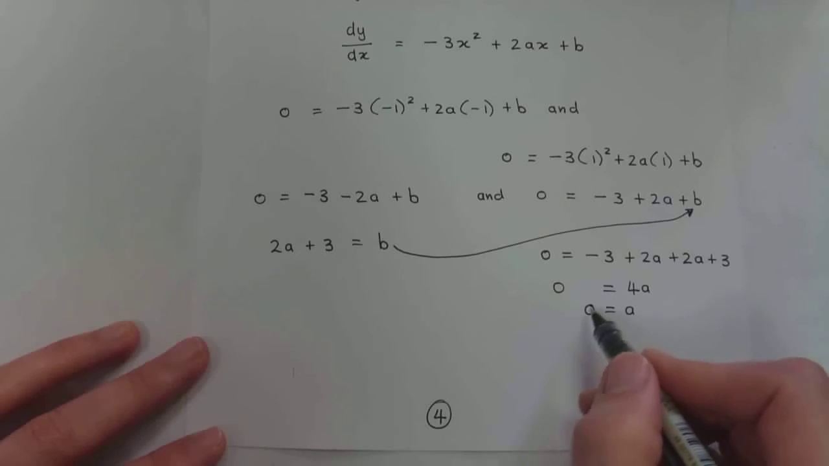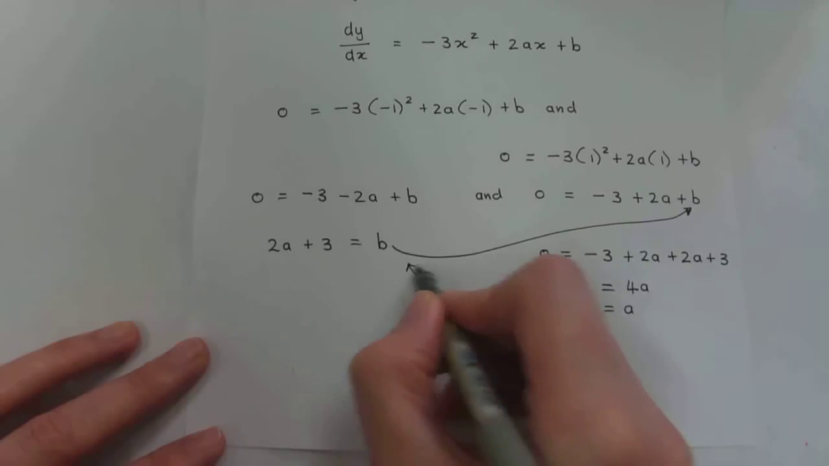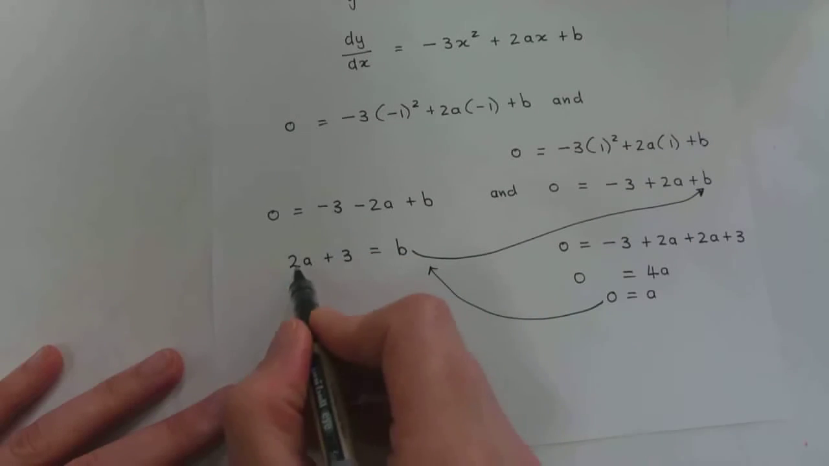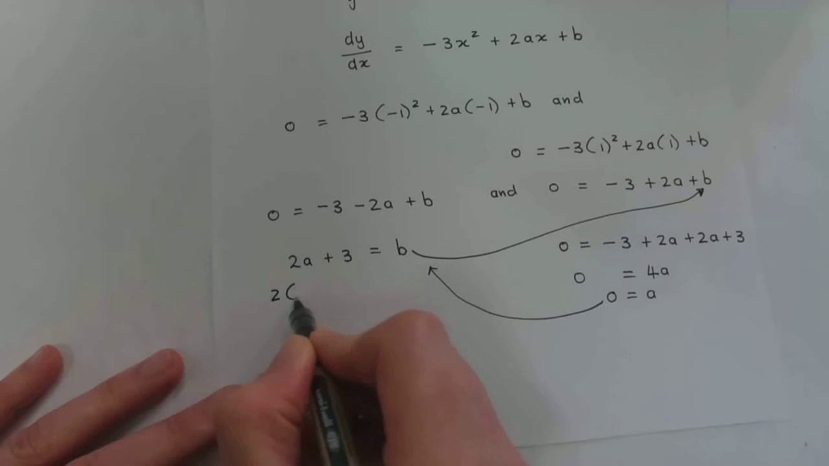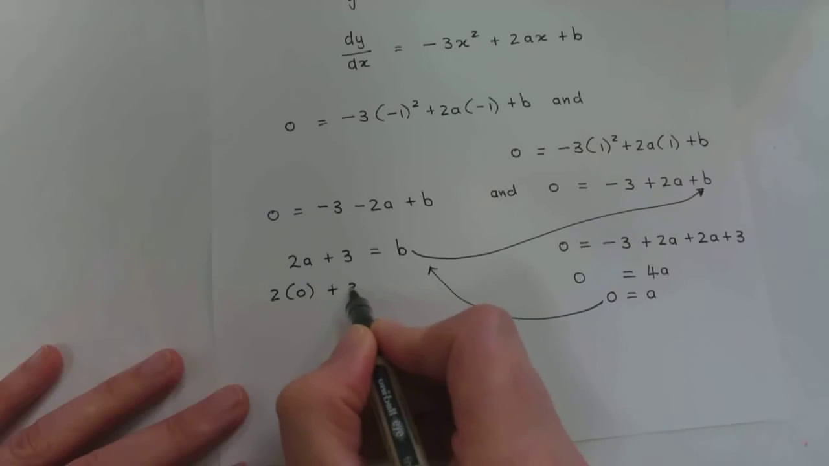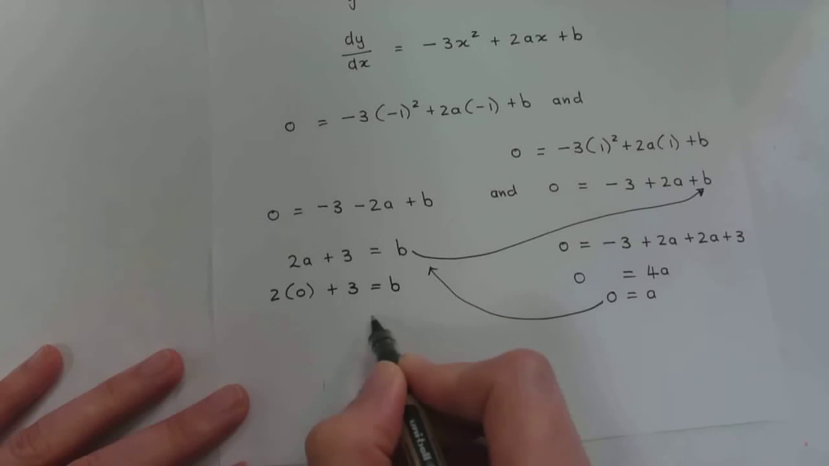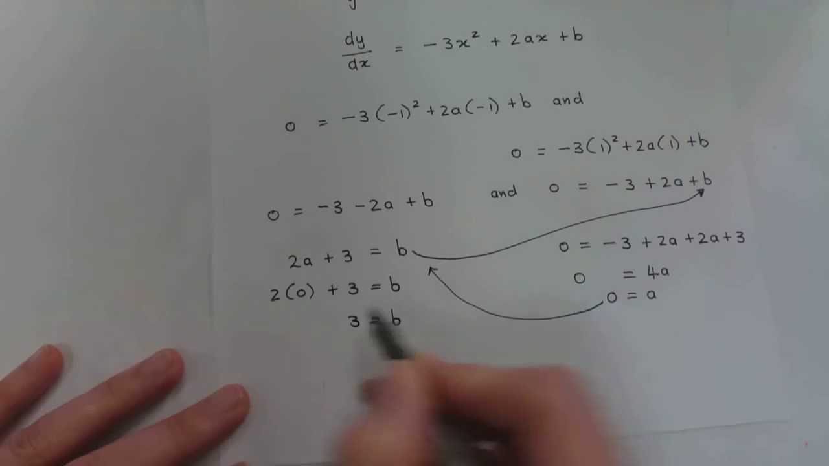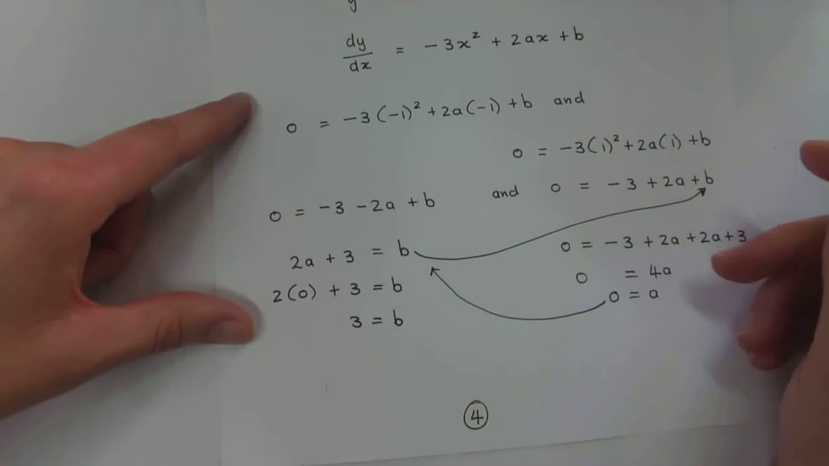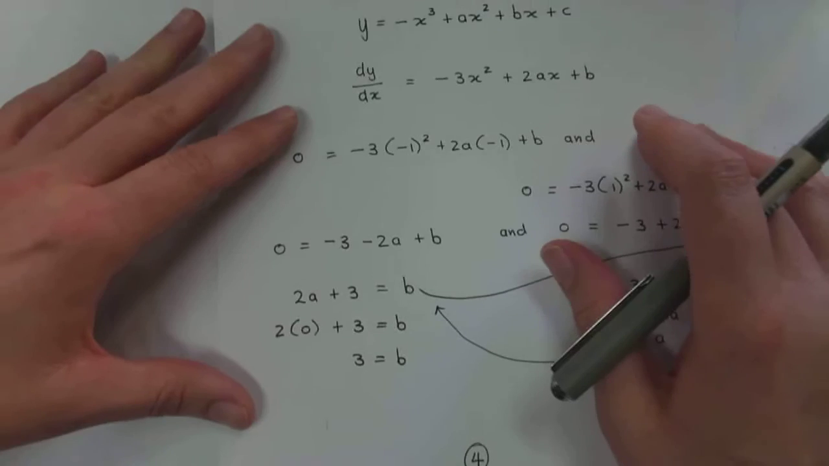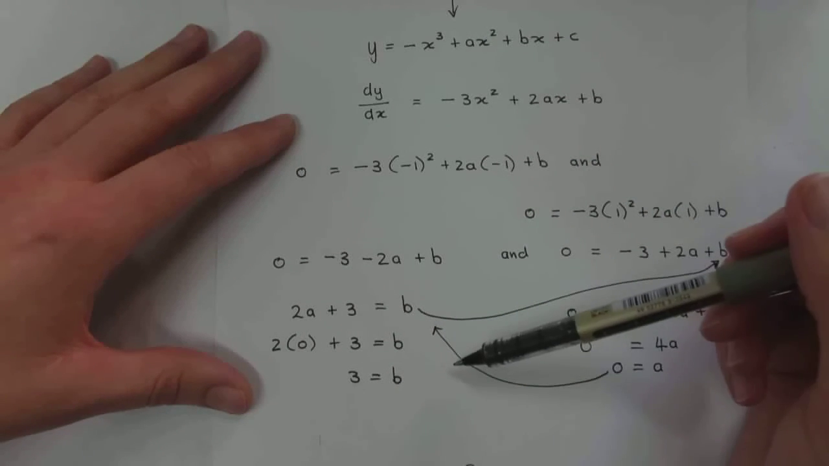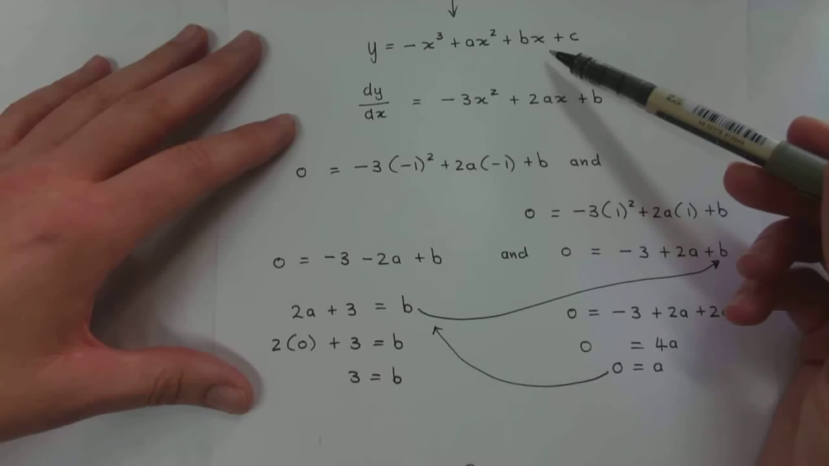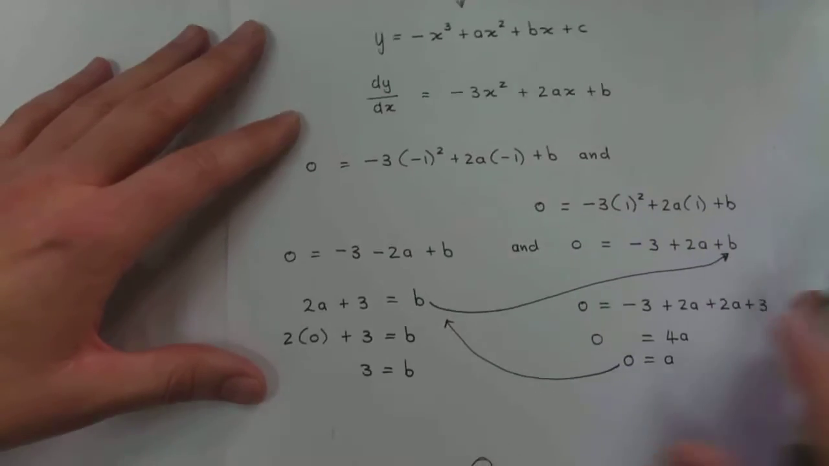But now I need to substitute this value back to get the b value. So I can say, right, a is equal to 0. 2 times 0 plus 3 is equal to b, which means b is equal to 3. So that's my b value. Now I still need to work out the c value. And in order to work out the c value, this is the part where we have to substitute this a and b value back into the original equation. So please remember, into the original equation.